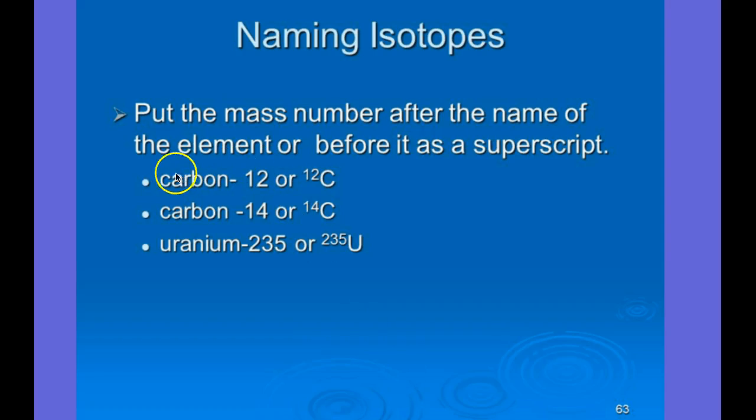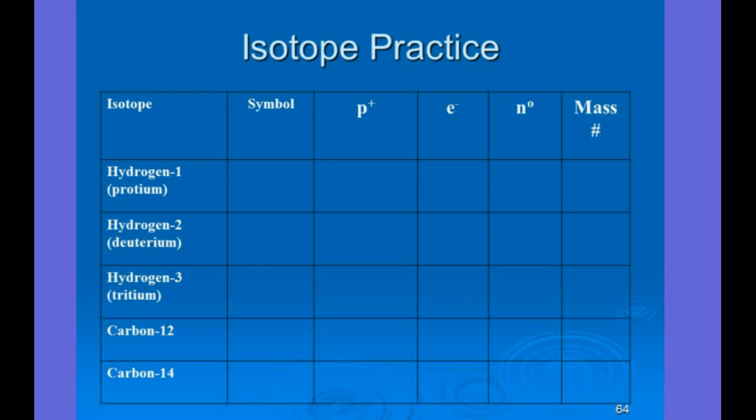Sometimes you name isotopes a little bit differently. For example, here is carbon. There are a couple of isotopes of carbon. There's a carbon-12, so you could write carbon-12, or you could just put the 12 in the carbon symbol. And there's a carbon-14, so you could write carbon-14, or put 14 in the carbon symbol. And the same with uranium-235. You could put 235 in uranium. So let's do some practice here.